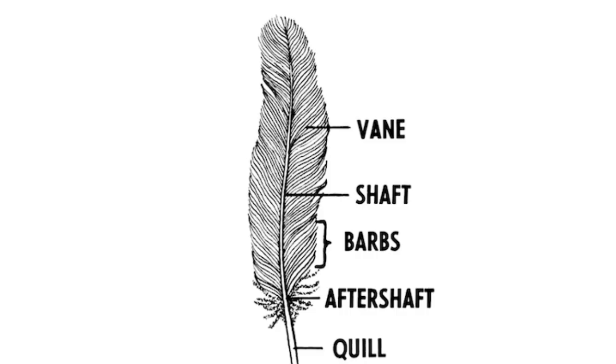And in case you are asked to draw, this is what the diagram should look like. These are the basic labels: the quill, the after shaft, the barbs, the shaft, and the vane. After drawing this, you title your diagram, very important, and put your magnification. So that's that about specimen D.